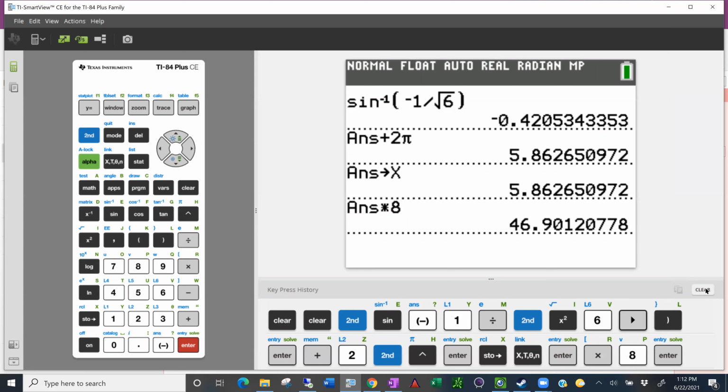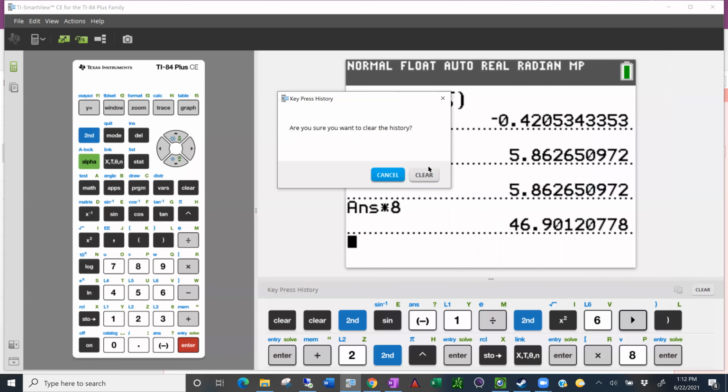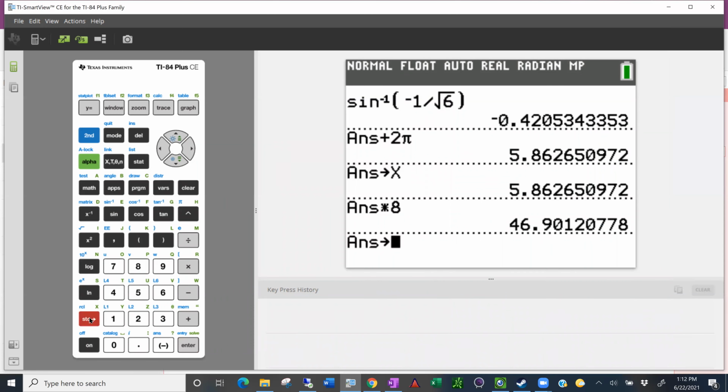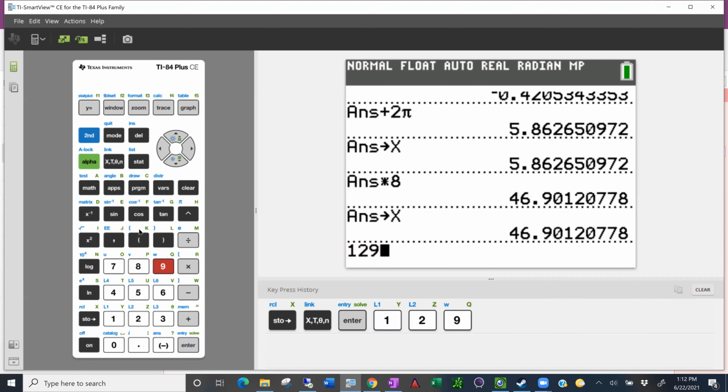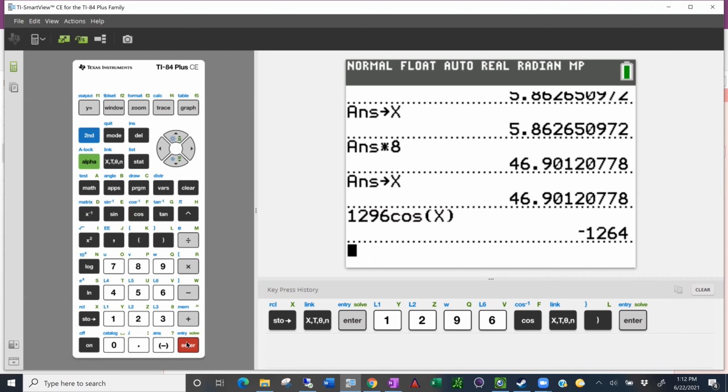Let me clear out all my old stuff here. Store in x. So now I've got that big, long, nice number. And notice I haven't done any rounding. It's important not to round your numbers until the last step. So the first calculation is going to be 1296 cosine of x. Oh, look at that, negative 1264. Plus i times the sine of that.